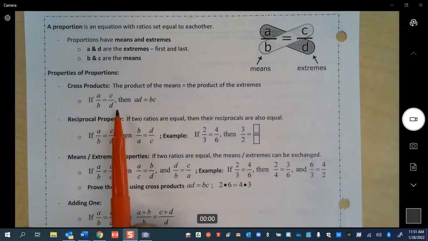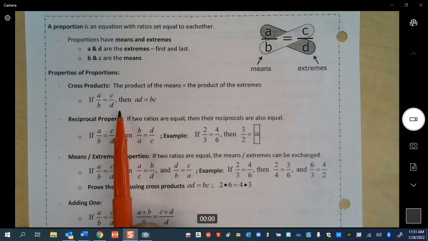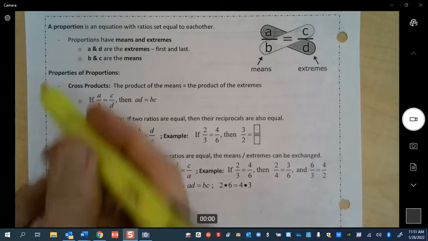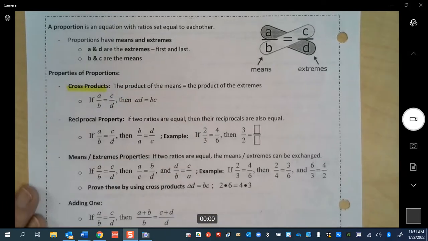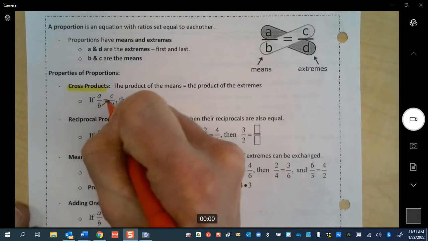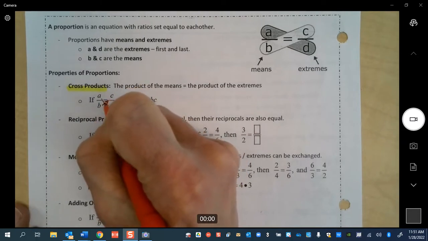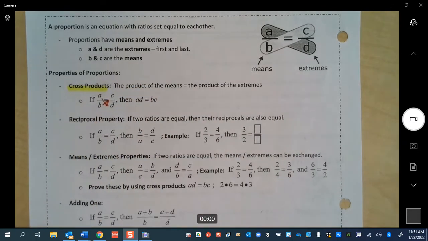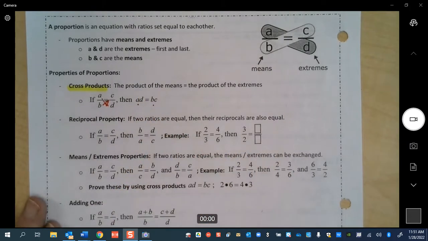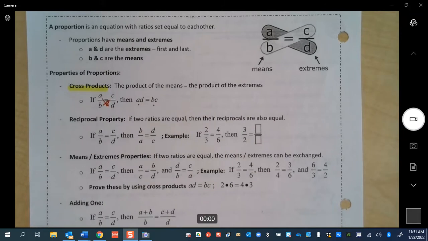When we talk about cross products as our first property of proportions, I want to make sure that you understand it's not some kind of magic trick. It's not a party trick. It's not like you're saying, oh, just multiply across the equal sign and you'll get the right answer. That is true in summary, but not true why we do it.